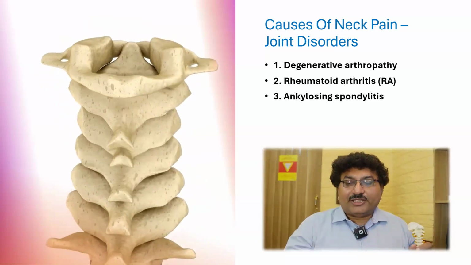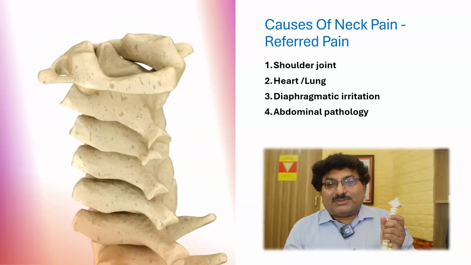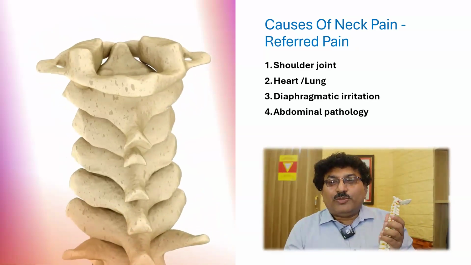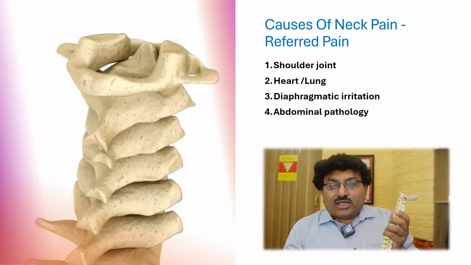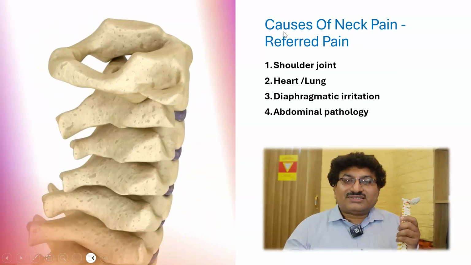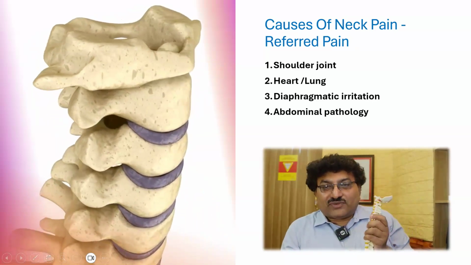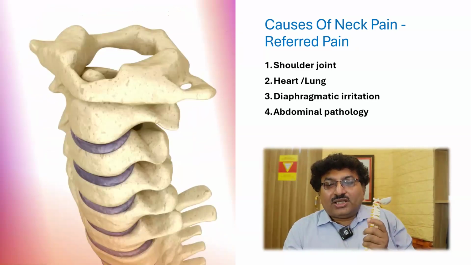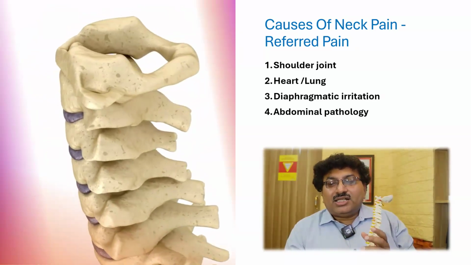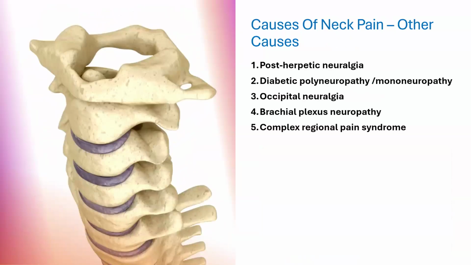Next are the causes of neck pain which is referred. Sometimes it could be referred from the shoulder. Pain originating from the heart or lungs sometimes may appear to originate from the neck as well. Diaphragmatic irritation and sometimes abdominal pathology like hiatus hernia can also cause neck pain. So we have to differentiate this type of pains.